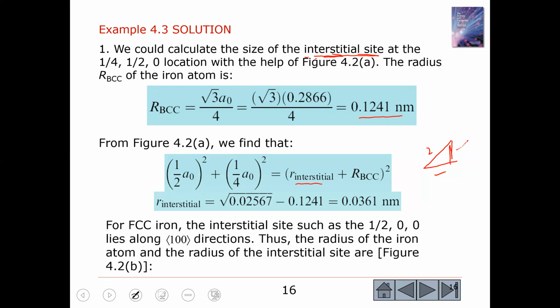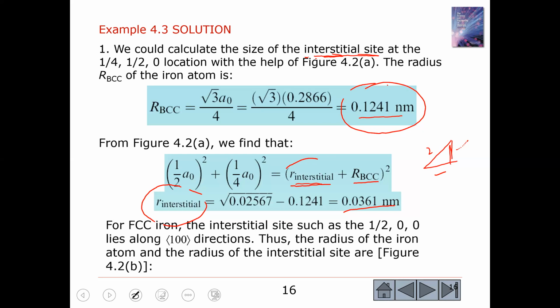The square of 1/2a plus the square of 1/4a is equal to the hypotenuse, which is actually the radius of the smaller atom plus the radius of the bigger atom. So if you solve it, we know the radius of the bigger atom, which in this case is iron, we can solve it for the radius of the interstitial. So it would turn out to be 0.0361 nanometer. For FCC iron, the interstitial sites such as the 1/200 lie along the 100 directions.